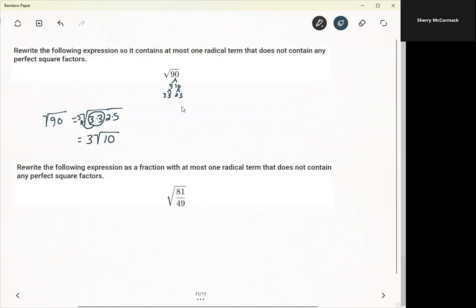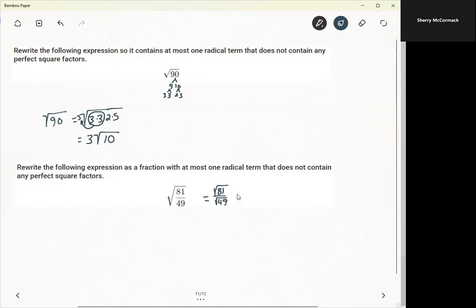Okay, now let's look at this one. Rewrite the following expression as a fraction with at most one radical term that does not contain any perfect square root factors. I want you to know whenever you have a square root like this, or any radical, you can always break this up like this. Now, sometimes that's going to help you, sometimes it won't. I'll show you a couple examples here.